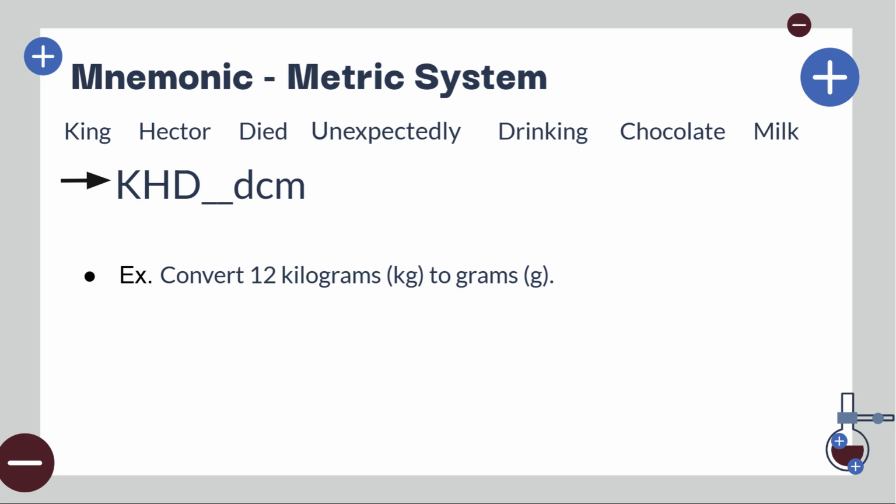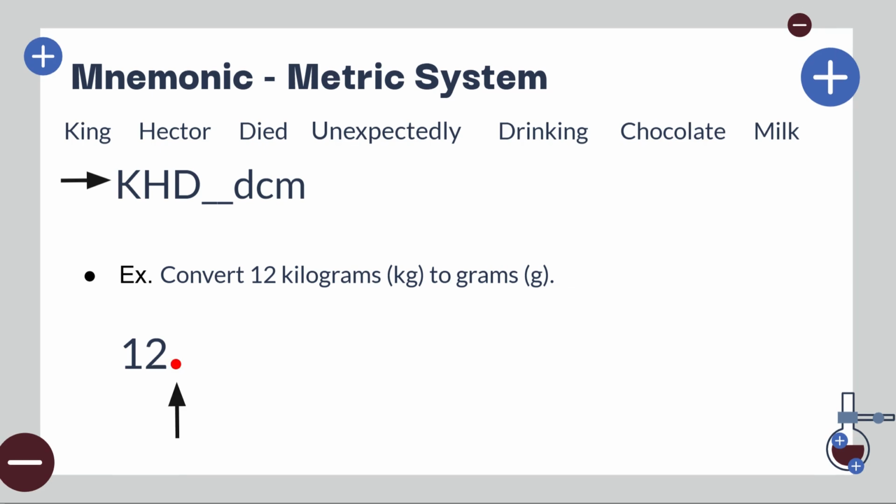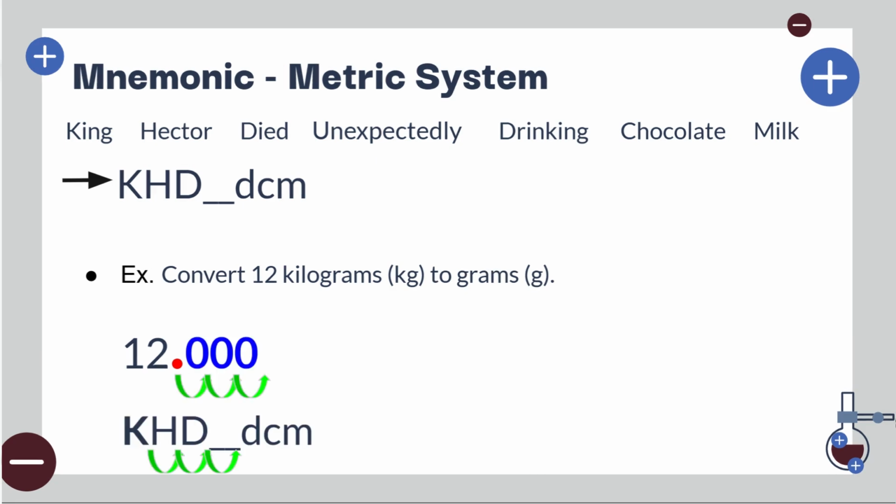Now, the question is asking to convert 12 kilograms to grams. So we write down what the question gives us, and since we already wrote down the mnemonic, we can move on and identify where the decimal point is. This is where the decimal point would be, and this is the decimal point we will be moving. Okay, look at the mnemonic below. Since we started in kilograms, we move the decimal point 3 times to the right, since that is how much it takes to get to grams.